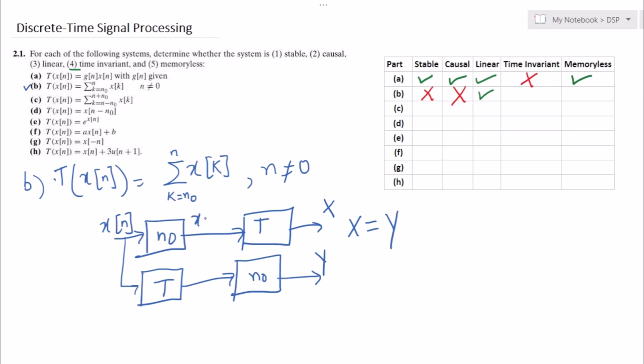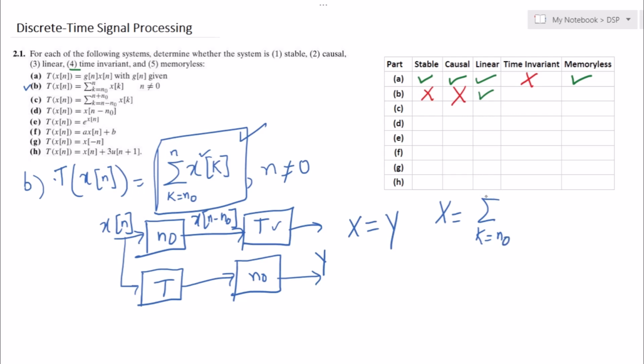If this is here, it will become x of n minus n0. When it passes through this system, the processing it does is over this n. So here x will become the summation from k equal to n0 up to n, and this will become x of k minus n0. So it will be the value of x, which is here.